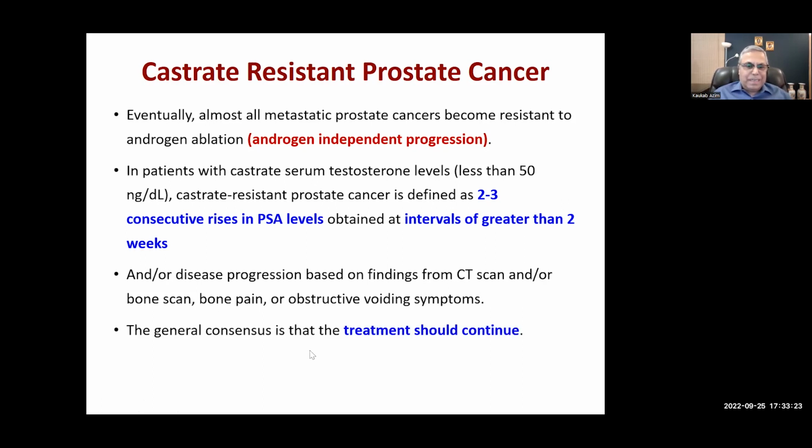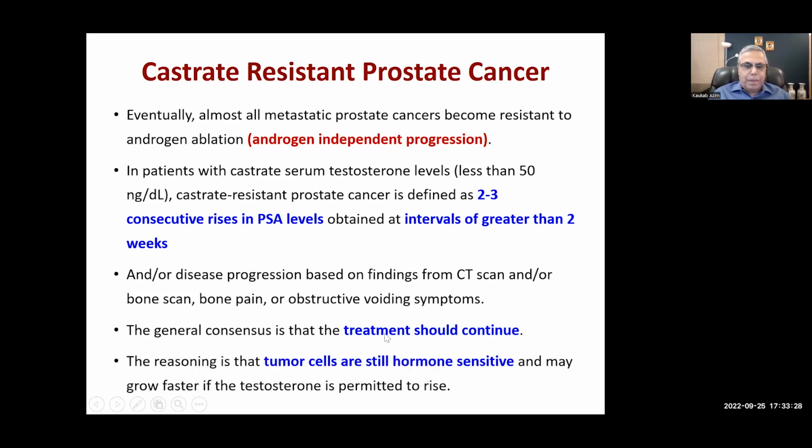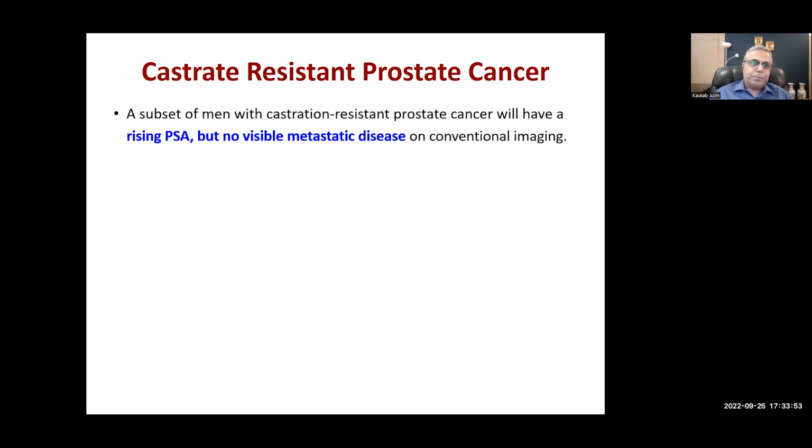The general consensus is that the treatment should continue. The reasoning is that tumor cells are still hormone sensitive. Some cells are castration resistant, but we still have cells that are androgen dependent or testosterone dependent. So we should not stop. If we stop, those cells will also start dividing. So androgen deprivation therapy should be continued even in castration-resistant cancers.